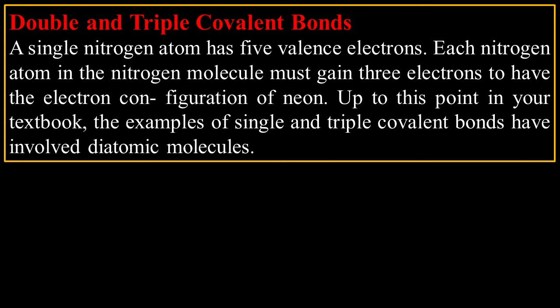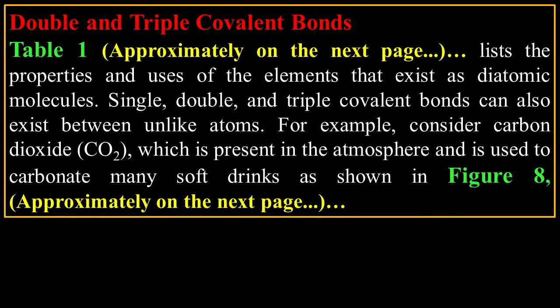A single nitrogen atom has 5 valence electrons. Each nitrogen atom in the nitrogen molecule must gain 3 electrons to have the electron configuration of neon. Up to this point in your textbook, the examples of single and triple covalent bonds have involved diatomic molecules such as N2 and O2. Those are double and triple bonds. The nitrogen is N2, that's triple, and the O2 is double bond. Table 1, approximately on the next page, lists the properties and uses of elements that exist as diatomic molecules.